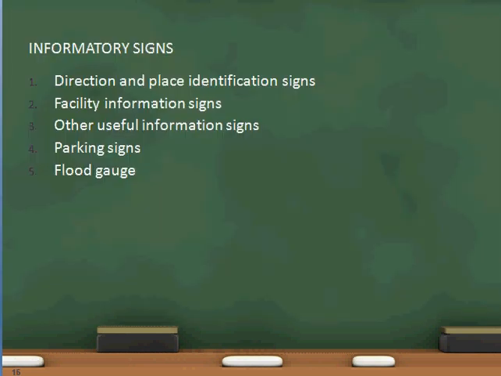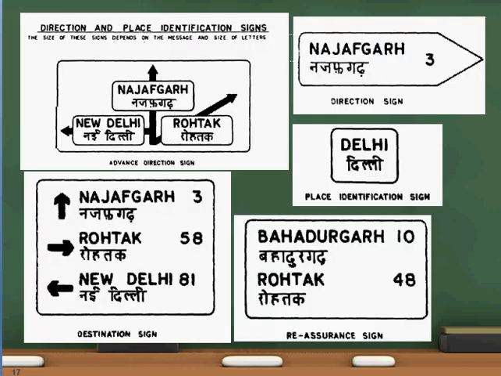Next is informatory signs. They give various information regarding routes, destinations, distance to different places, and different facilities available on the roadway, etc. Informatory signs include direction and place identification signs, facility information signs, useful information signs, parking signs, flood gauge, etc.